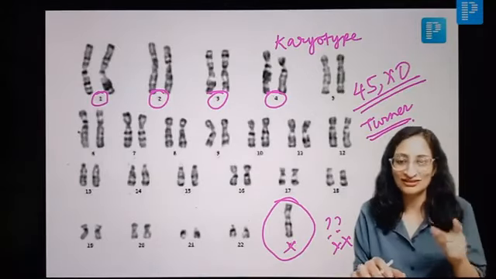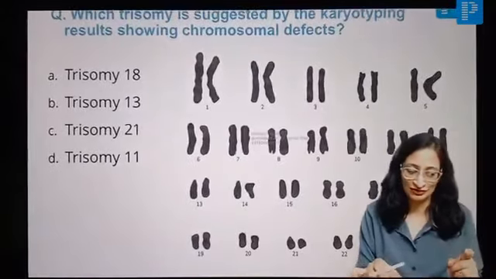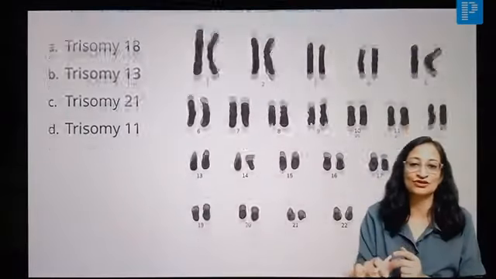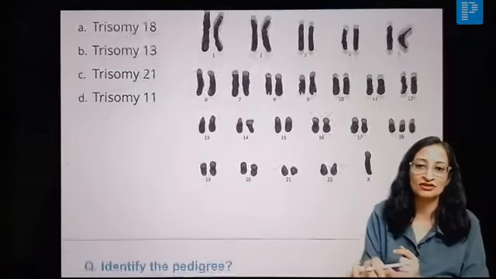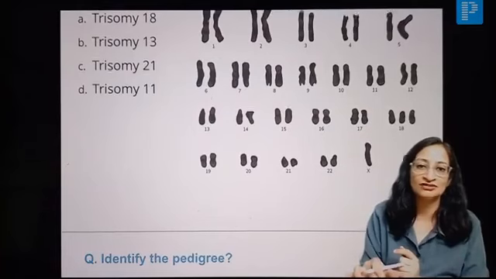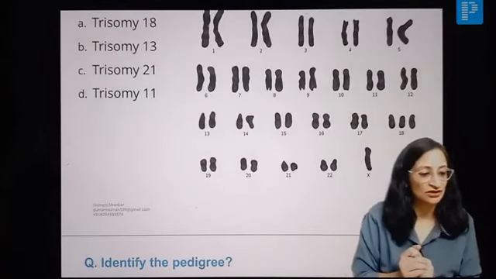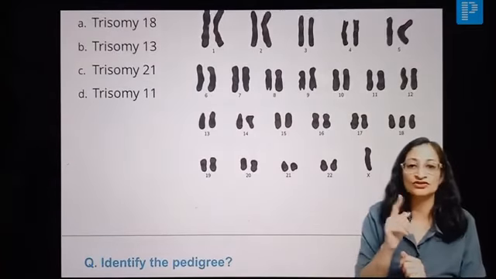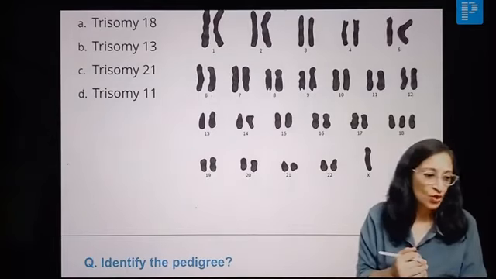Now, your vision is on the screen, tell me, what do you see here? Which trisomy is suggested by the karyotyping result shown in this karyotype? You can see again a karyotype here. So what is your answer? Trisomy 18, trisomy 13, trisomy 21, trisomy 11. Yes, Turner syndrome was monosomy X also, you could call it. What is your answer here?